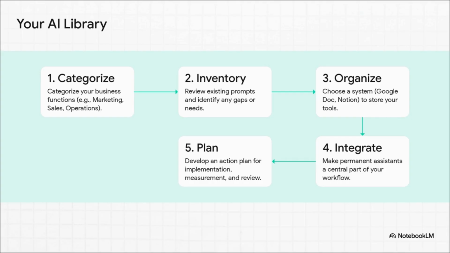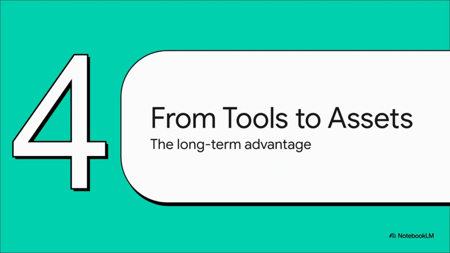But I really want to call out that final step: develop an action plan. That is the most crucial part. That's what makes this a living system, not just some static database. When you follow this blueprint, something really powerful starts to happen. You stop thinking about your AI prompts as these disposable one-off tools, and you start seeing them as what they really are: valuable long-term business assets.